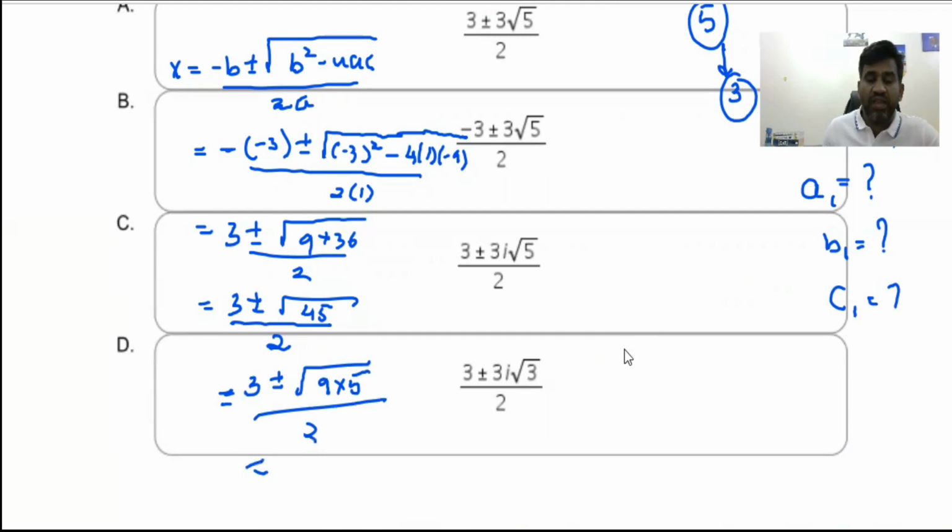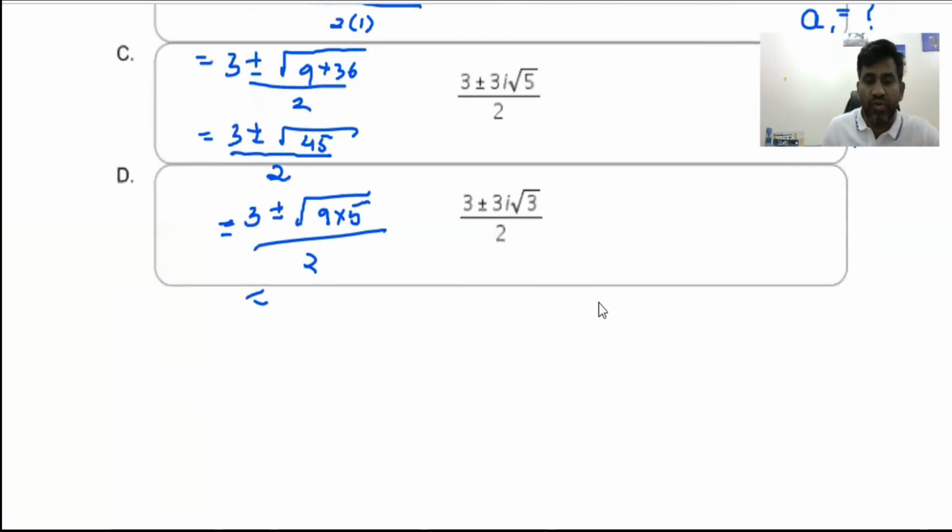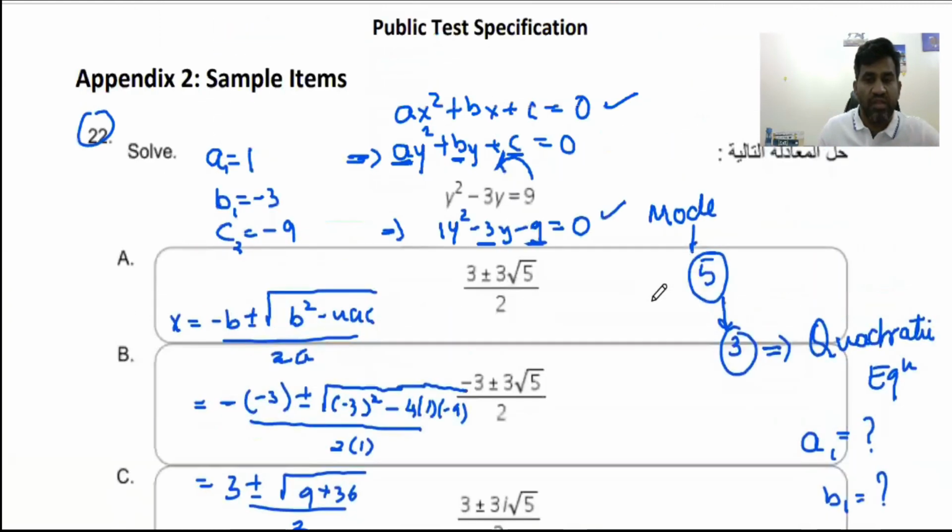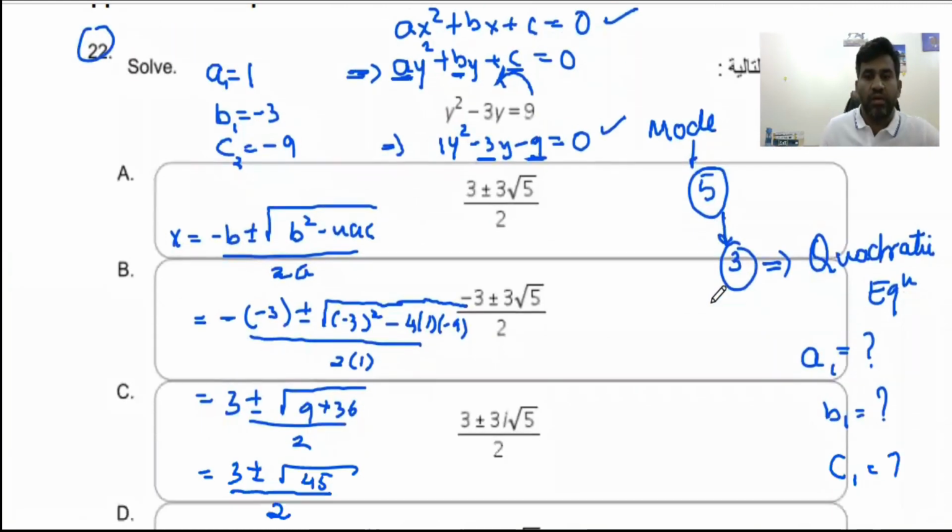So by 2, 9 is a perfect square, so it can be written as 3 plus or minus; when the 9 comes outside it becomes 3, and root 5 remains as it is, over 2. So 3 plus or minus 3 root 5 by 2. Which option represents this? This itself is your answer. That's option A, isn't it? So option A, 3 plus or minus 3 root 5 by 2, is the answer to the question here.